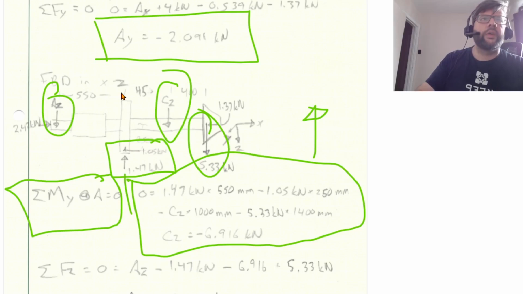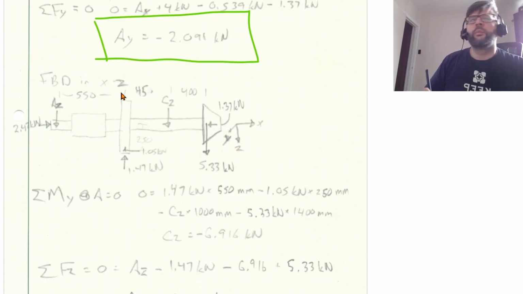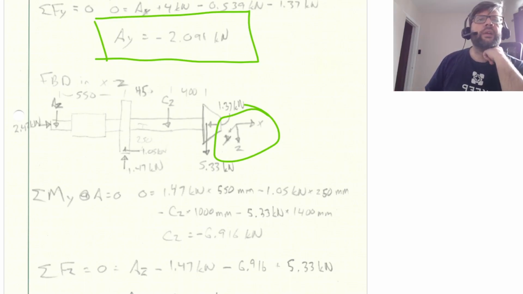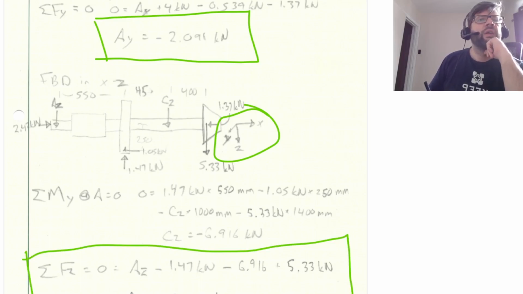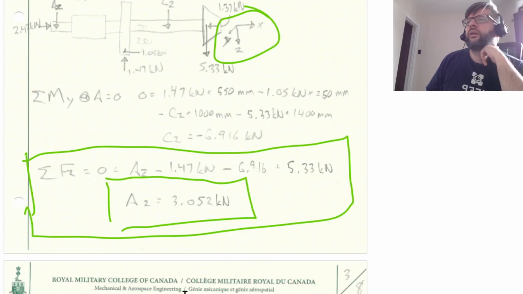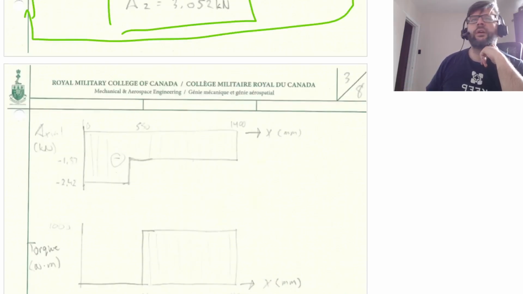based upon the fact that our coordinate system is based upon that there, because we're keeping with the right-hand rule. Then next up, we can solve for what our AZ is. So sum the forces in the Z direction, and that ends up being 3.052 kilonewtons. And then we can move on to graphing.